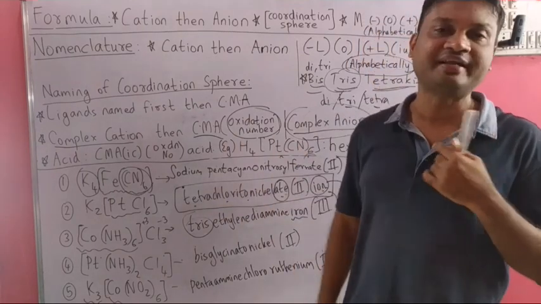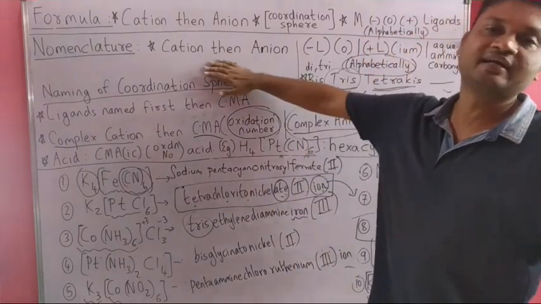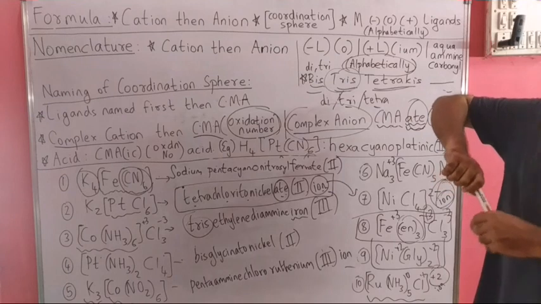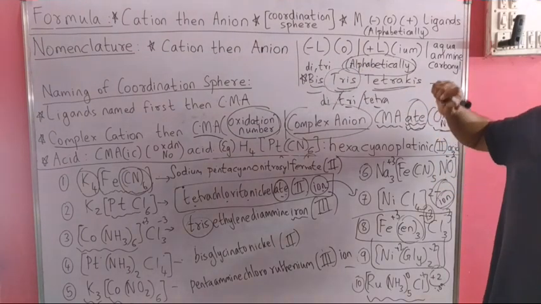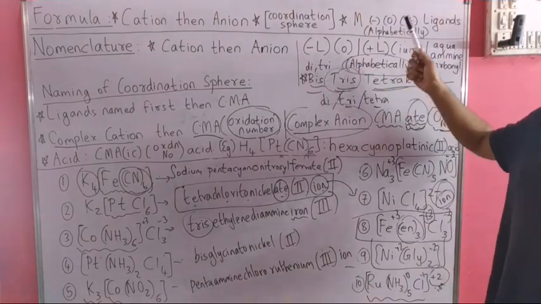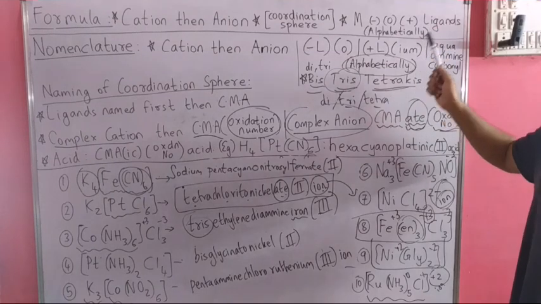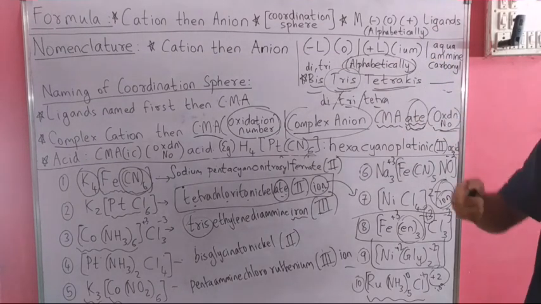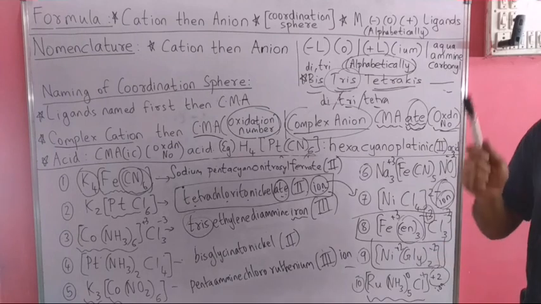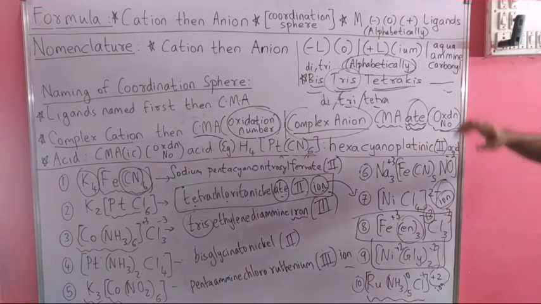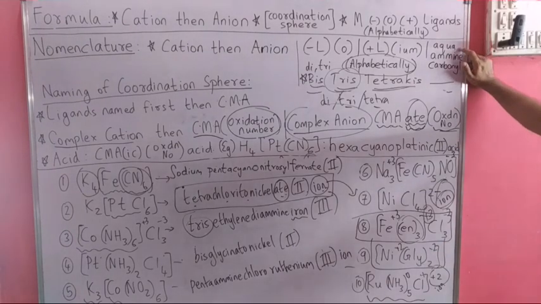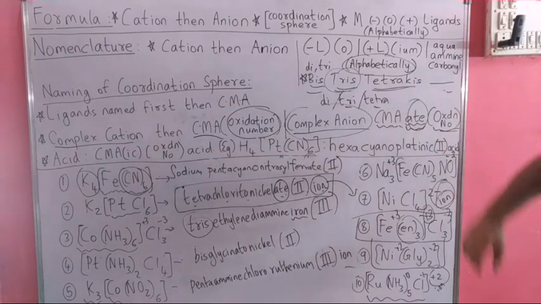So what are the rules for first writing the formula? We'll write the cation first, then the anion. The ligand name ends in O if the ligand is negative. The ligand name ends in IUM if the ligand is positive. And the ligand name of neutral ligands is their name itself, except for a few ones like H2O, which is named as aqua, ammonia, which is named as amine, CO, which is named as carbonyl, and a few others.